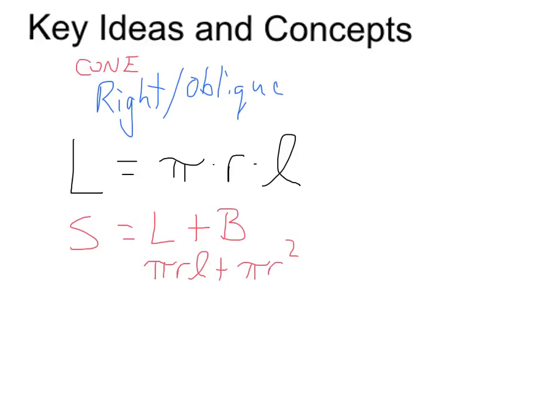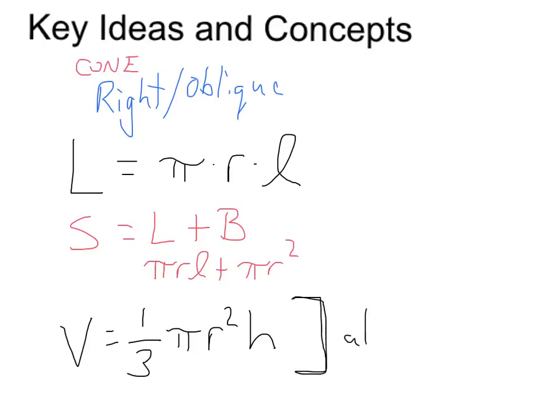And then finally we should be able to find the volume, which is equal to 1/3 pi radius squared times height. And again, the volume works for all cones, and then the lateral area and surface area works for only right cones.